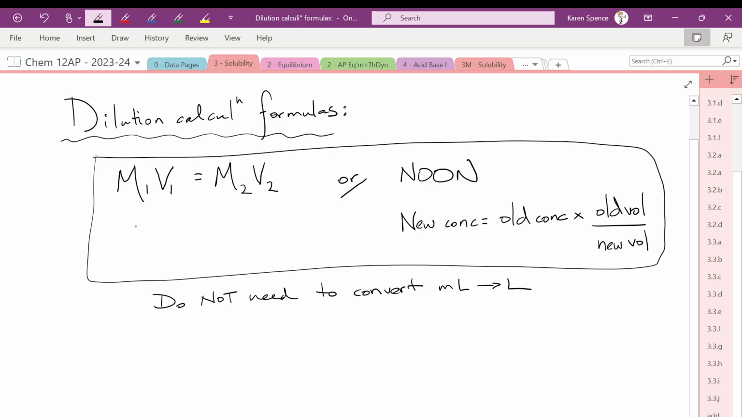Why does this work? What do we get if we take molarity times volume? Moles. So basically the moles before equal the moles after, okay? And this is a calculation you need to be able to do in your sleep, blindfolded with a hand tied behind your back, okay? It's a basic tool of chemistry that you're going to use all the time.